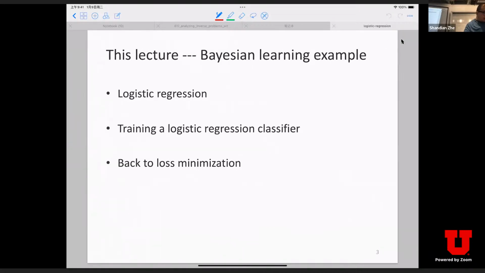So here's our plan today. First, we're going to define the model, the logistic regression model. Then we'll talk about how we're going to train a logistic regression classifier. So it's a classification model. And then we're going to associate our training procedure to the learning frameworks we have discussed, empirical risk minimization and regularized risk minimization. We're going to make the connection to the two frameworks.